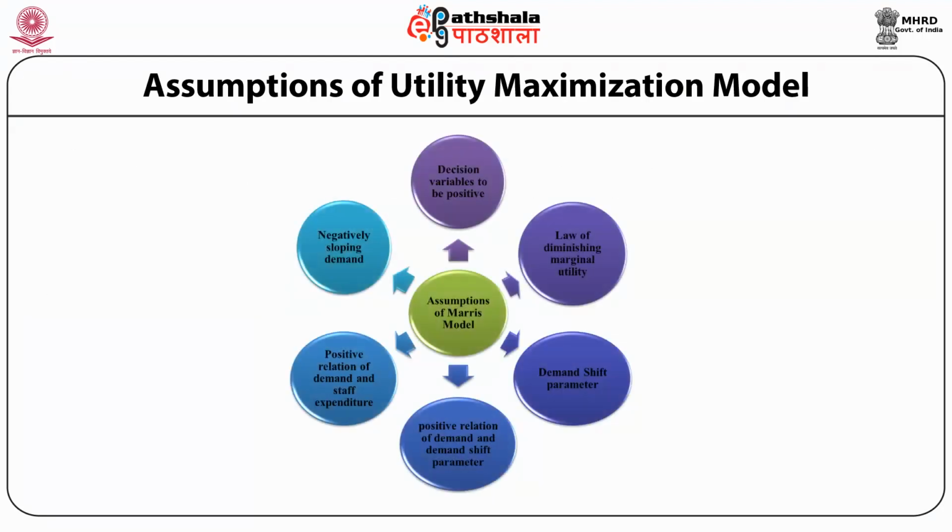Assumptions of the model: decision variables to be positive; the law of diminishing marginal utility applies; the demand shift parameter, with a positive relation of demand and the demand shift parameter; a positive relation of demand and staff expenditure; and negatively sloping demand.